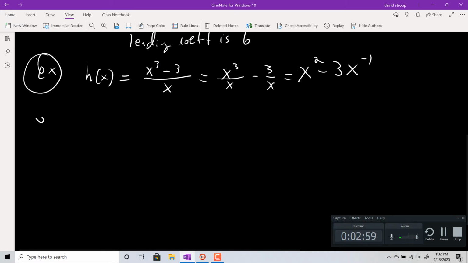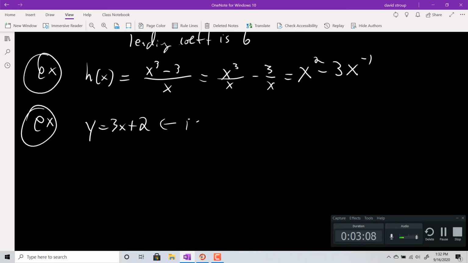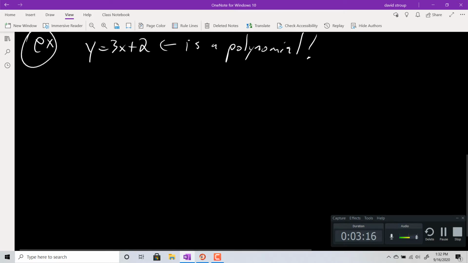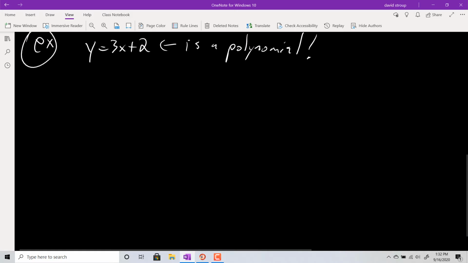Some things that maybe you take for granted, like y equals 3x plus 2, the equation of a line, this is a polynomial. So you've already been working with polynomials considerably. There's nothing to be afraid of here. This is nothing new.